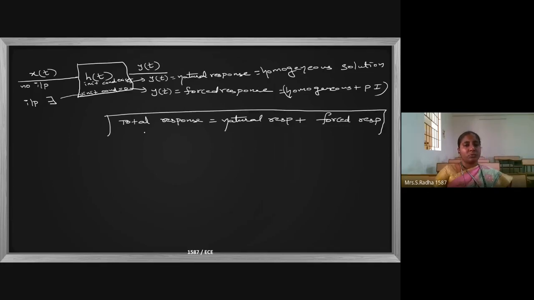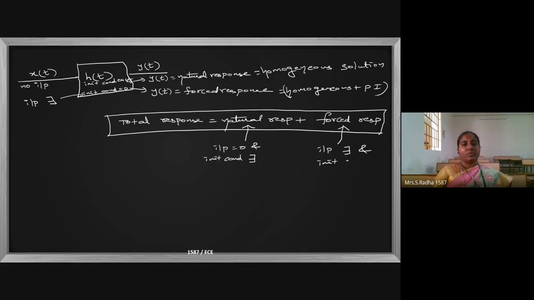So what I have told you: for natural response, input is zero and initial conditions exist. Forced response means input exists and initial conditions for the system are zero. This is about natural response and forced response.